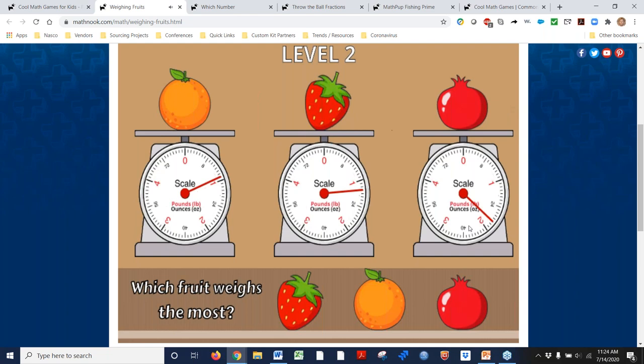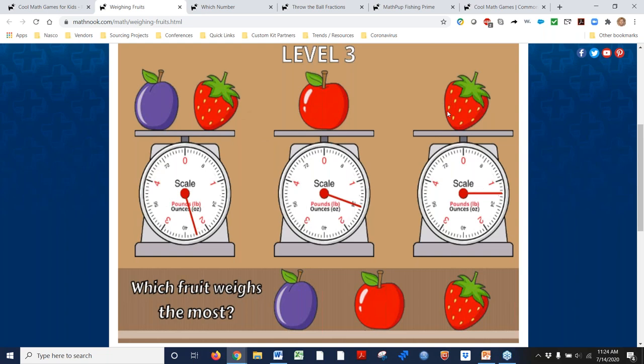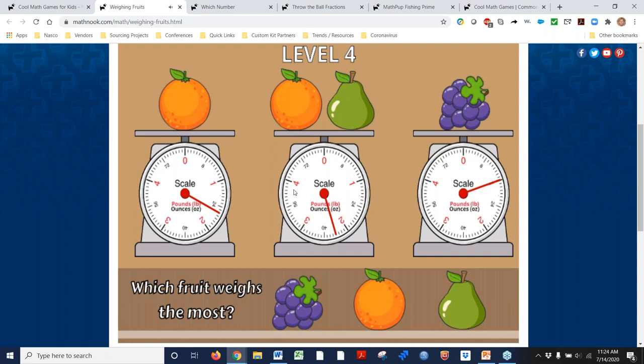Same thing here, tomato. But then as you start leveling up, now we start to use multiple fruits. So if we know the strawberry weighs this much and with the plum on it, now it weighs this much, which is the heaviest? So we know that this is only a fraction of what an apple would weigh. So these are, again, getting into a little bit more complex narratives for the students to be able to solve, but it's an easy way for them to use some measurement and data throughout the whole process.